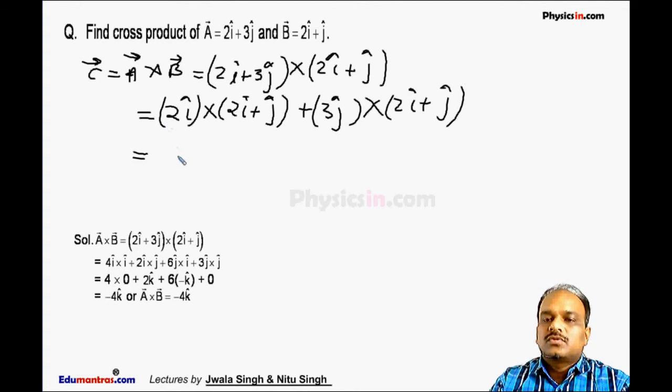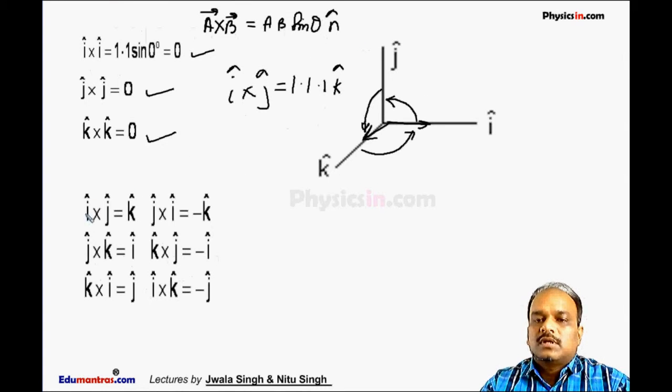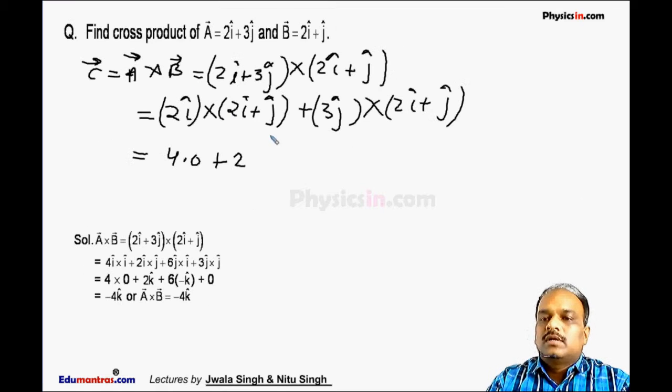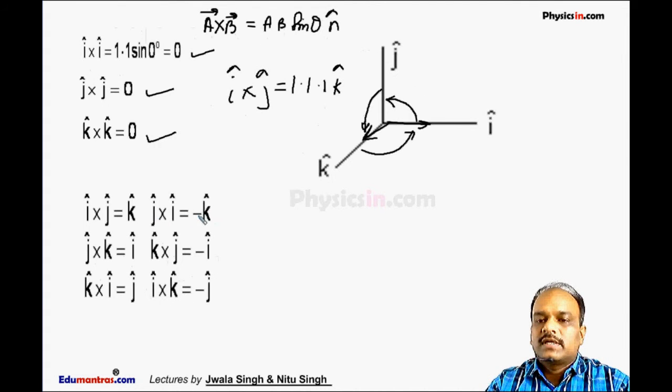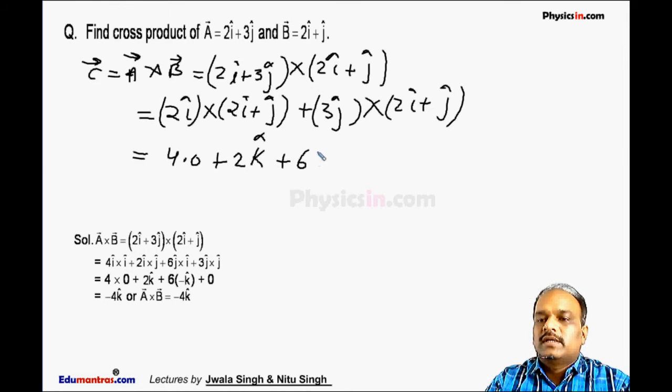This is equal to 2 into 2, that is 4, I cap cross I cap, which is 0, plus 2 into 1, that is 2, I cross J. As we know, I cross J is K cap, so it is K cap. Plus 3 into 2, that is 6, J cross I. We know J cross I is minus K cap, so I will put here minus K cap. Plus 3 into 1, that is 3, J cross J, that is 0. So it comes out to be minus 4 K cap.